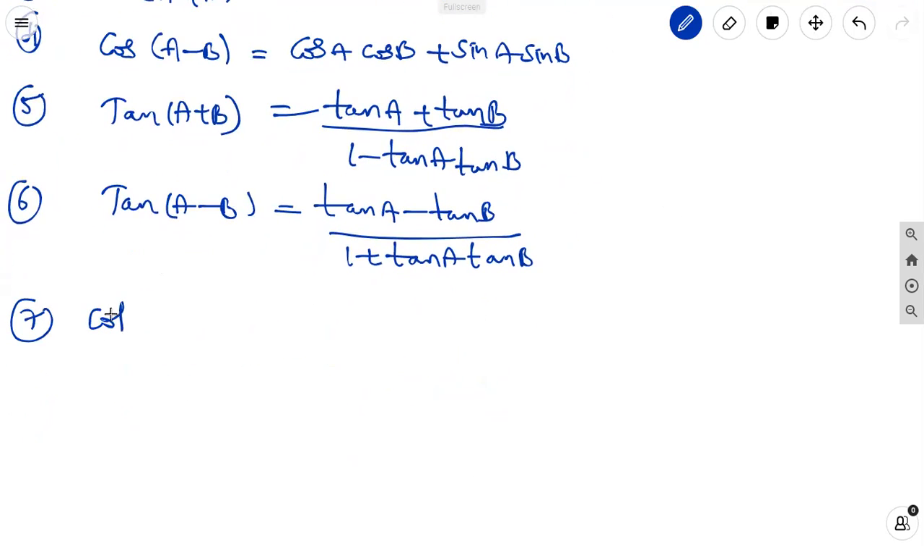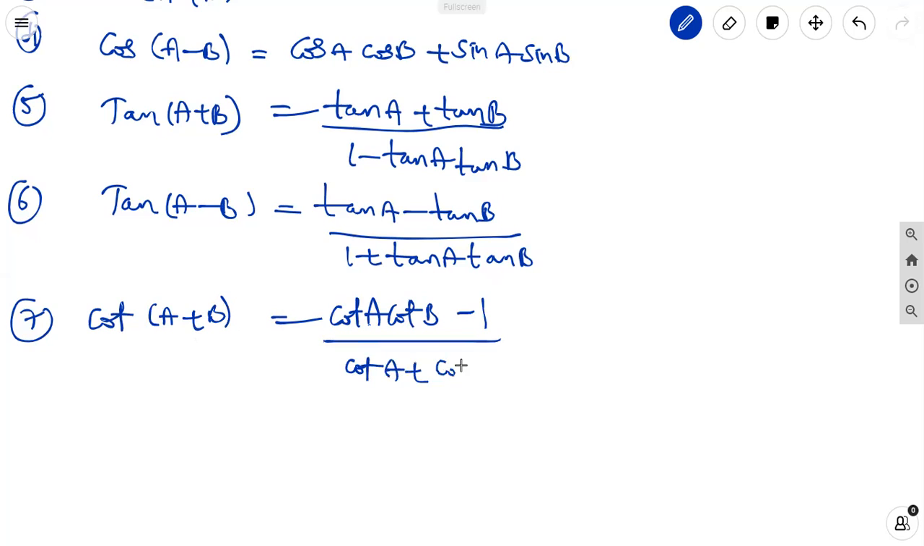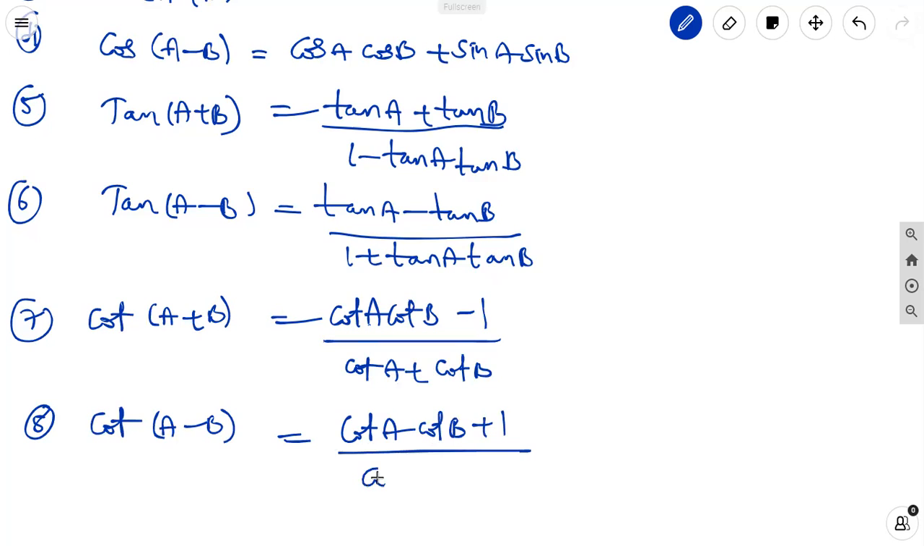Seventh one, cot of A plus B is equal to cot A cot B minus 1 by cot A plus cot B. Cot of A minus B is equal to cot A cot B plus 1 by cot B minus cot A. These formulas you should remember, then only we can find the angles in between any two.